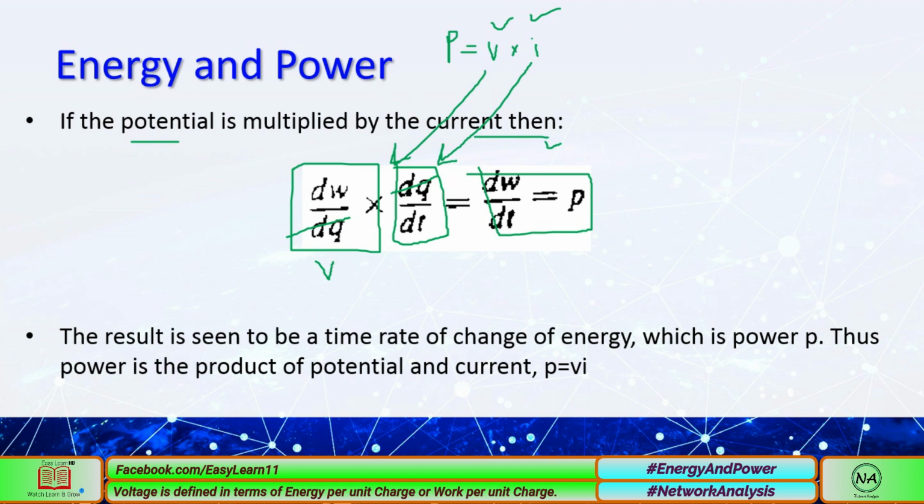This says that power is with respect to time. If the rate of change of energy is higher, there is more power in less time. If the rate of change of energy is low and it takes more time, then it means that the overall power is low. Power is the product of the potential and current.